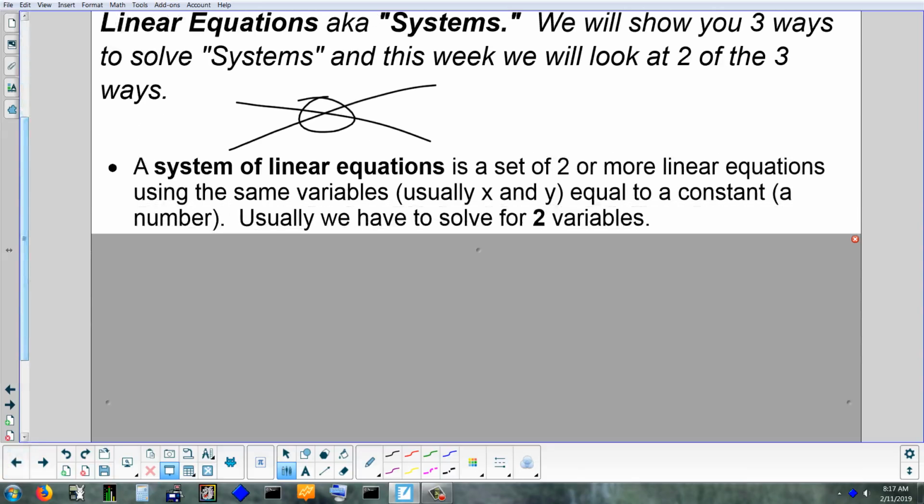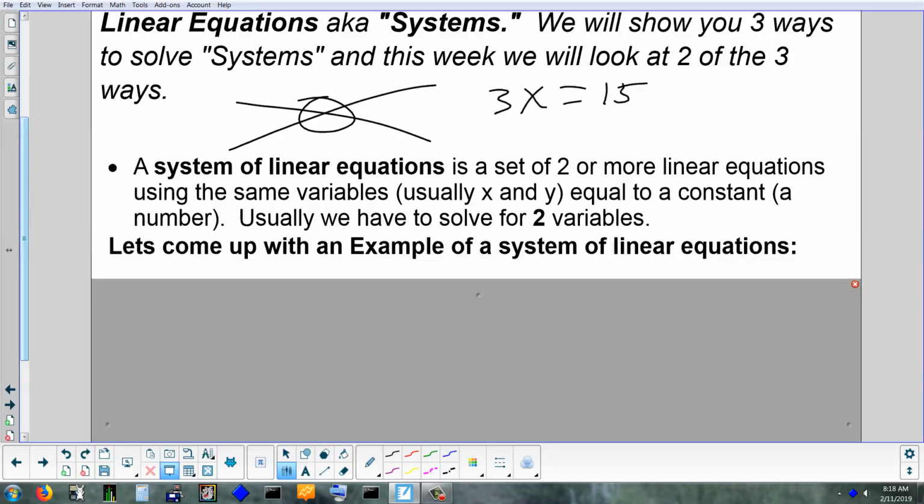So when you have a system of 2 equations, you're going to have 2 variables, usually, like Mr. Roy said, x and y. So when we solve it, we have to find 2 things. Normally when the directions say solve, you solve for 1 thing. You get x, and you're done. Now we're going to have to get x, and we're going to have to get y.